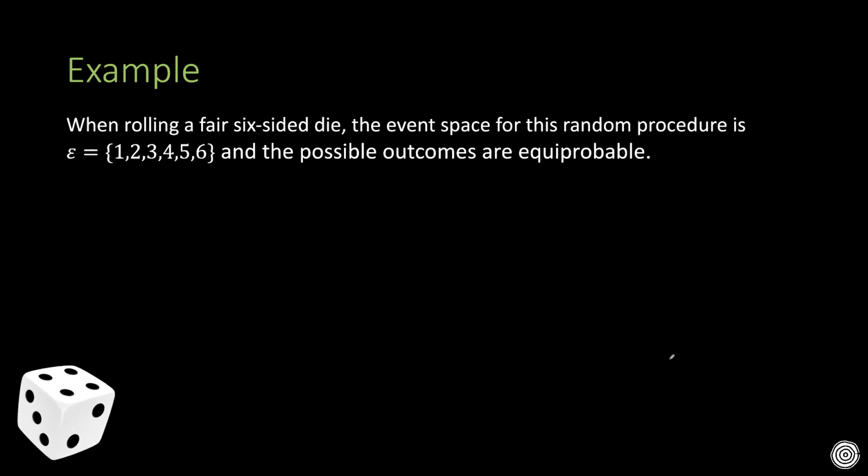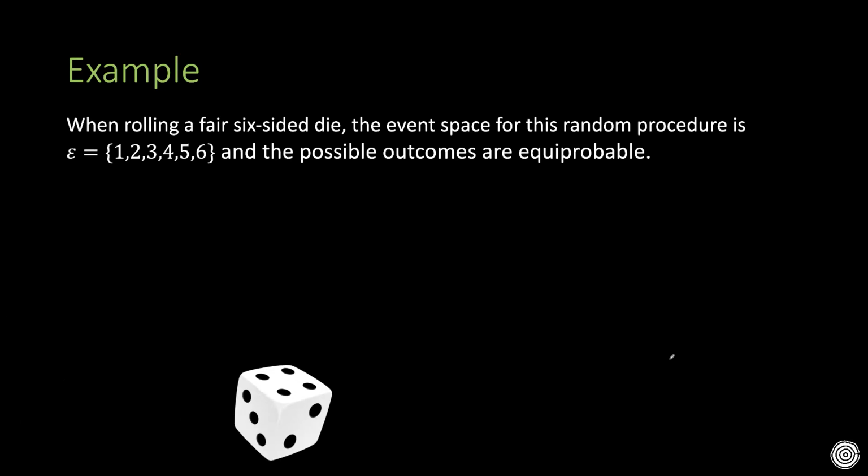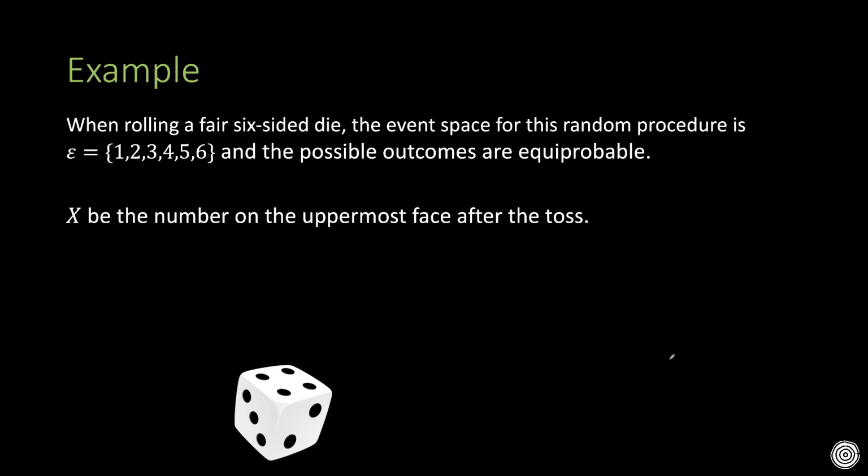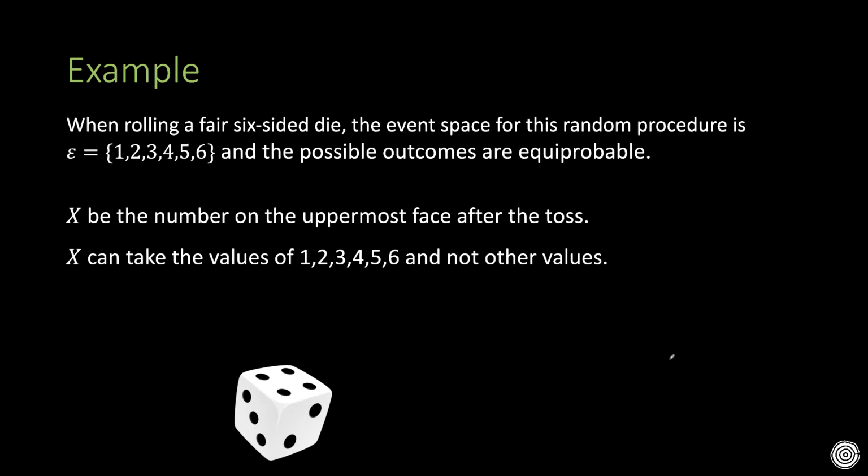Okay, in this example, a fair 6-sided die was rolled. The event space for this random procedure is obviously 1, 2, 3, 4, 5, and 6, and the possible outcomes are equiprobable. This means that the chance of rolling a 1, 2, 3, 4, 5, and 6 are equal, and we know that it's 1 out of 6. So let's have a look at this a little differently. What if now I want my random variable to actually be the number that appears uppermost on the face after the toss? That means it can be either 1, 2, 3, 4, 5, and 6, and obviously no other values.